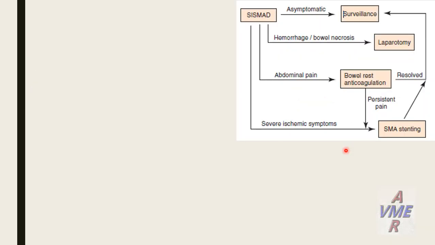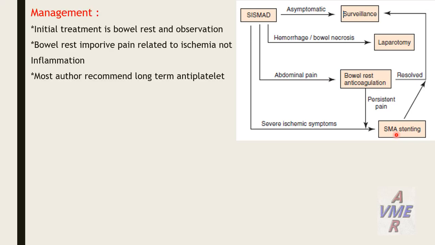So what's the management for mesenteric dissection? Spontaneous isolated, that means not associated with aortic dissection, superior mesenteric artery dissection. Asymptomatic: surveillance. Hemorrhage and bowel necrosis: laparotomy. Abdominal pain: bowel rest and anticoagulation; if resolved, surveillance. Resistant pain: endovascular management in the form of superior mesenteric artery stenting. Severe ischemic symptoms: superior mesenteric artery stenting.